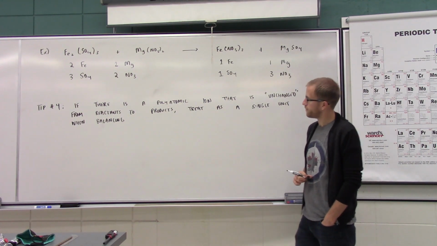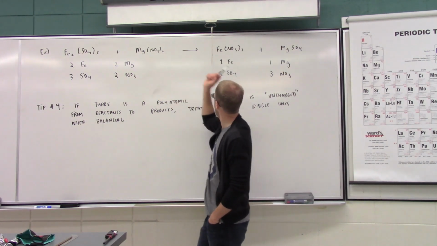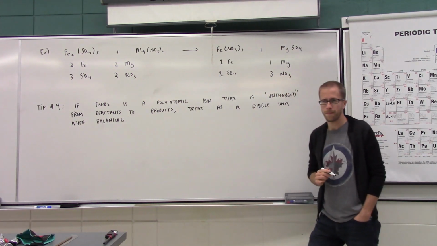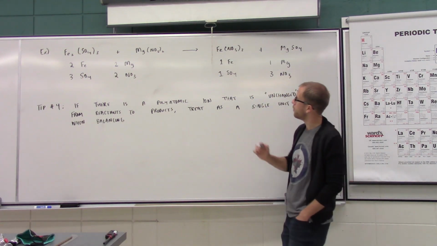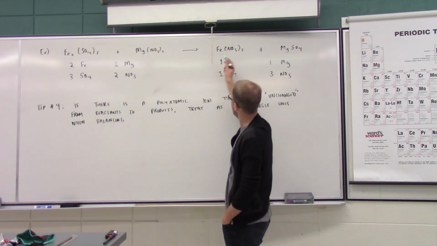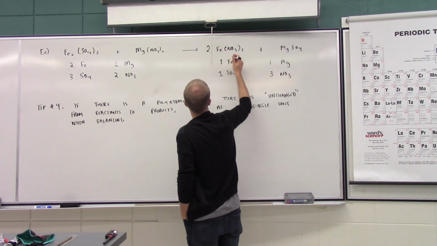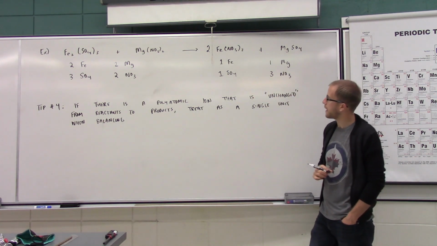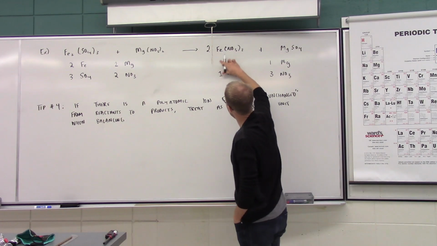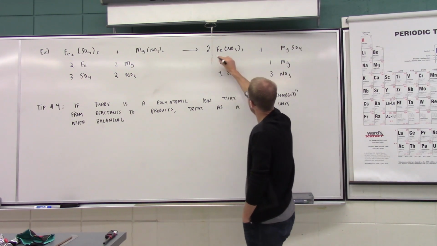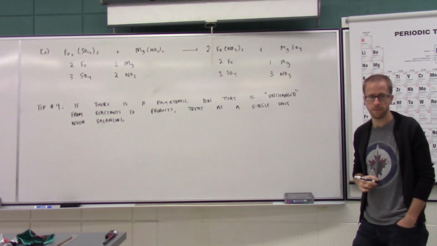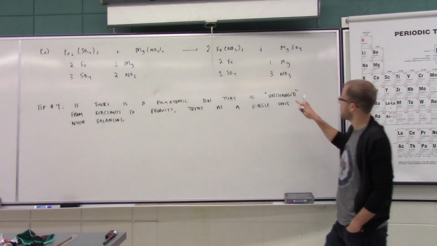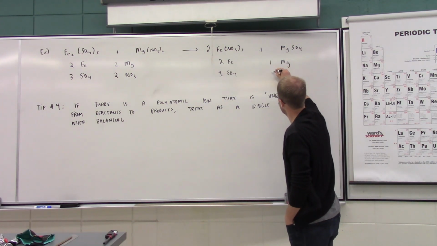How am I going to do that? I have 2 on this side, I have 1 on this side. 2 where? Excellent. Now, as I add a coefficient, I have to recount my atoms. So now I have 2 irons, but how many nitrates do I have? I have 6. Excellent, I have 6.